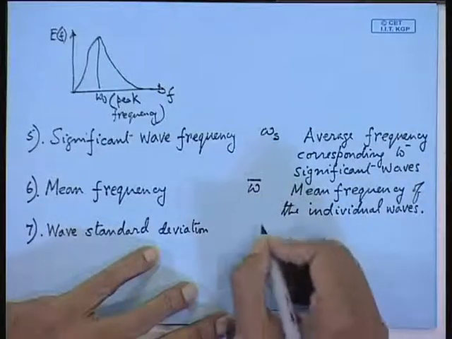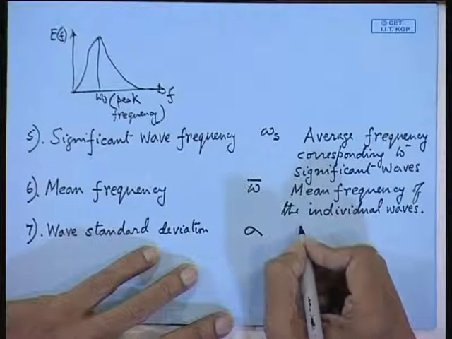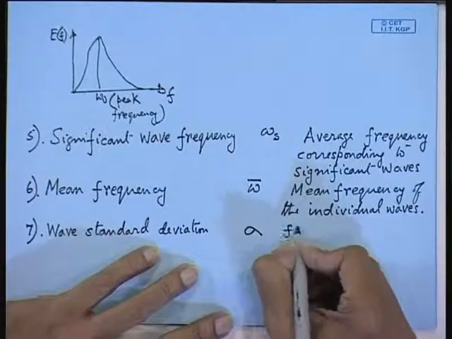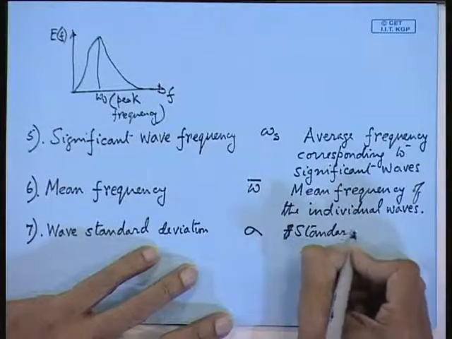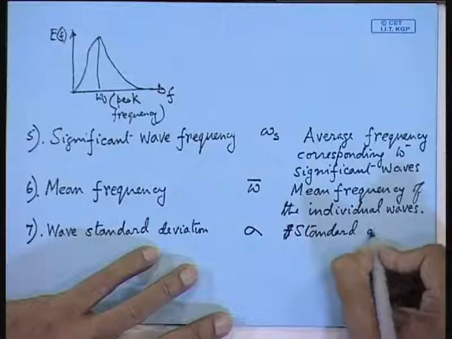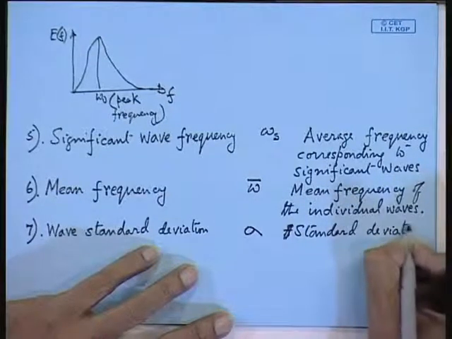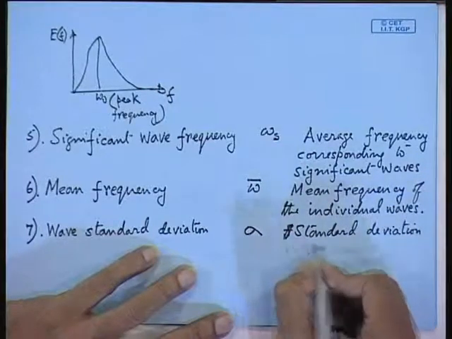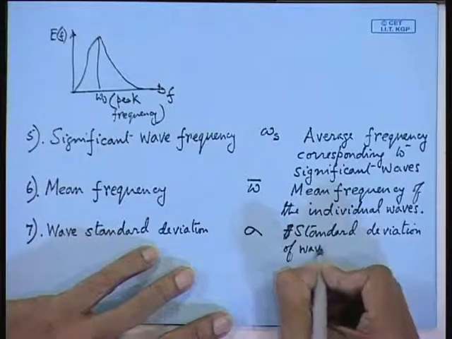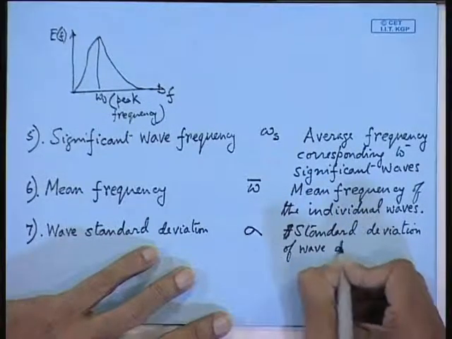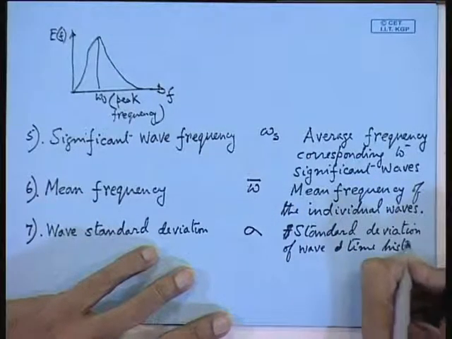Now, here you have wave standard deviation. Standard deviation is root over variance. So, this is called the standard deviation. You just look up any statistics books, you will be clear what is called the variance and standard deviation of wave time history. So, these are some of the definitions.